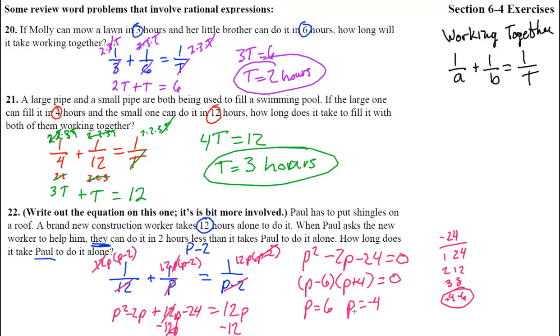You'll notice Paul can't do it in negative 4 hours. That one doesn't make any sense. Kind of a domain issue type of a thing. It's not necessarily that it turns it to 0, but negative 4 hours doesn't make any sense. So 6 hours, that is the solution. Excellent.